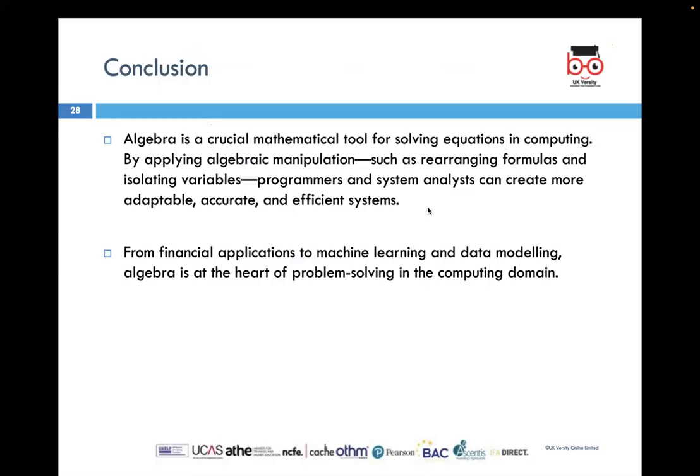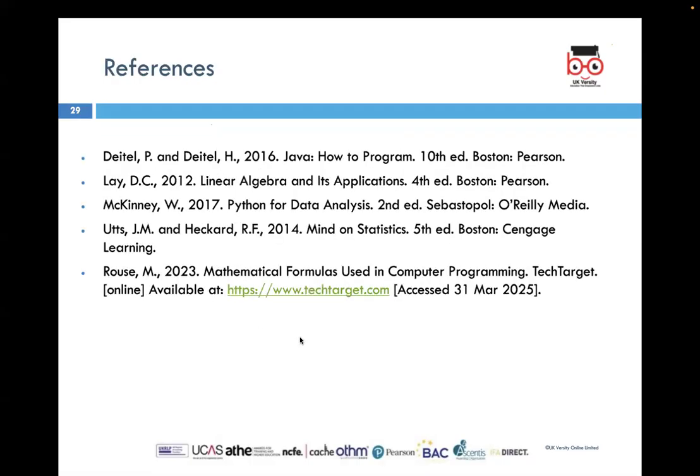The conclusion is that algebra is a crucial mathematical tool for solving equations in computing. By applying algebraic manipulation, such as rearranging formulas and isolating variables, programmers and system analysts can create more adaptable, accurate, and efficient systems. From financial applications to machine learning and data modeling, algebra is at the heart of problem solving in the computing domain.